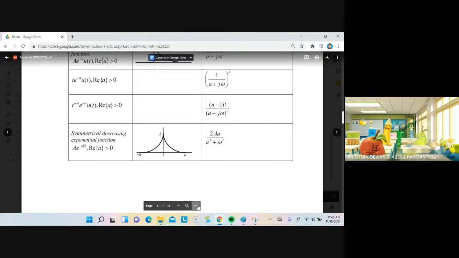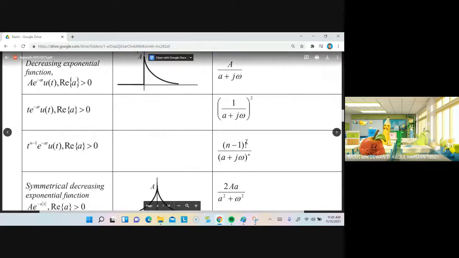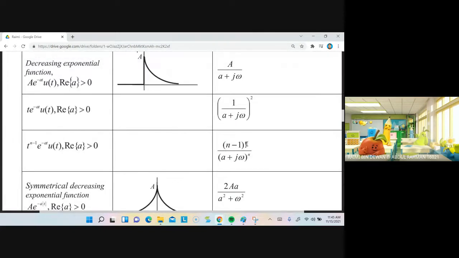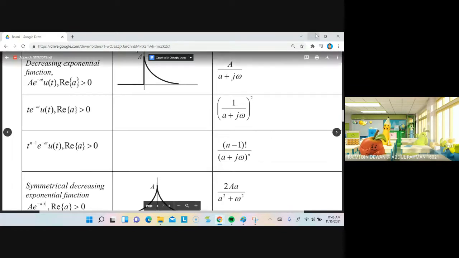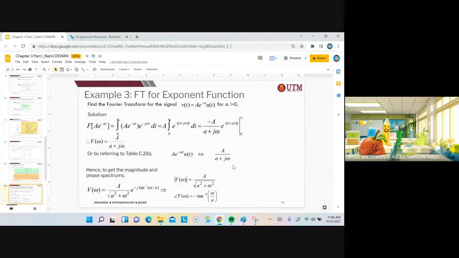I think you guys should have learned in your secondary school, or maybe before coming to this class. Okay, do you guys know about this? What is this? This one. Good. So this one is factorial. This one is factorial. Okay.